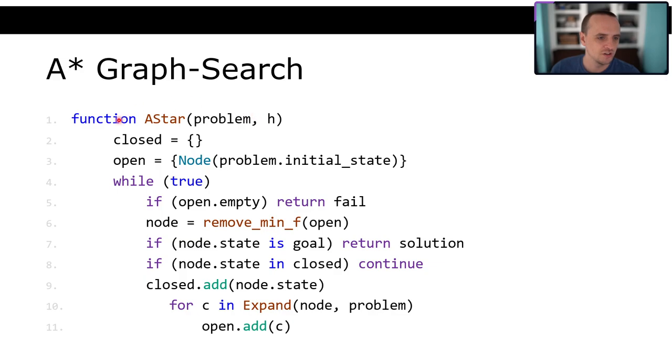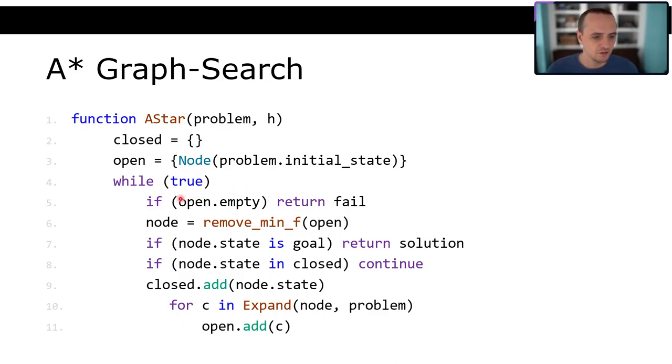So we have this function A star, and again, this is an instance of the graph search, so it uses the closed list. So what we do is we set up our closed list here. That's going to be a list of states that we've already expanded. Then we have an open list, and the initial state, like the root node, is pushed into the open list. The open list can be implemented in many different ways for A star. Here, we just have a simple list or a vector of nodes. You could have a priority queue, and we'll talk about that a little bit later. But essentially, it's just some collection of nodes that we have to get from.